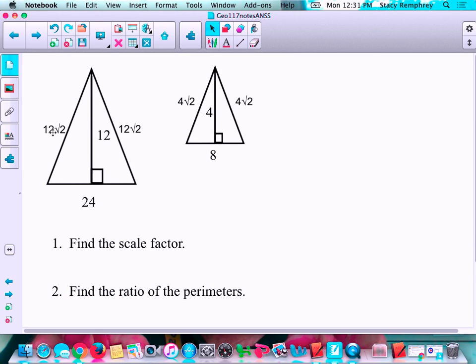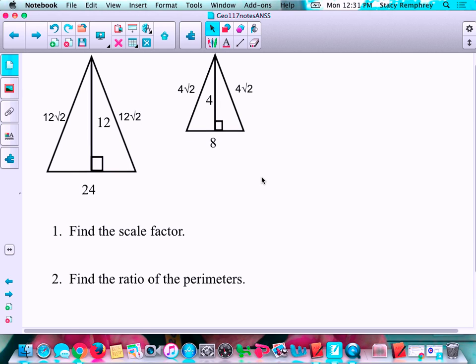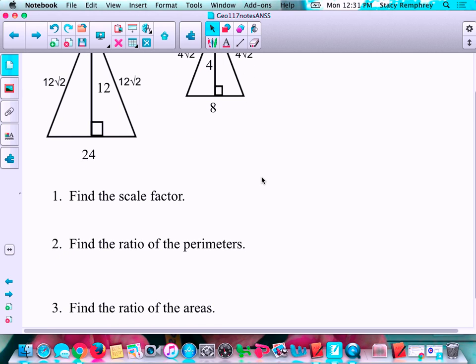If you have the printout of the notes, you're going to need to add in the 12 root 2 and the 4 root 2 part. And again, I'd like you to find the scale factor, the ratio of the perimeters, and the ratio of the areas. So please push pause and work through that now.